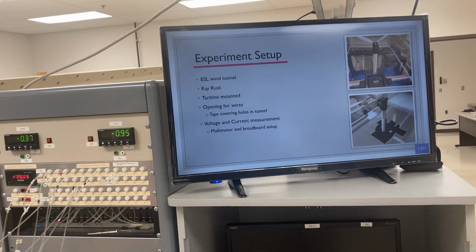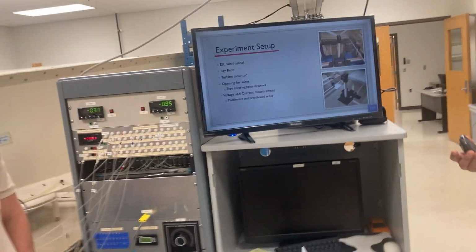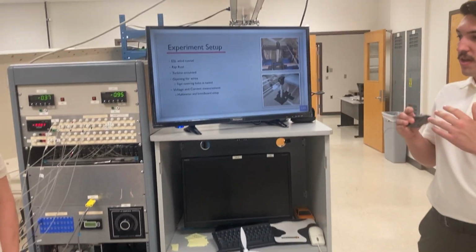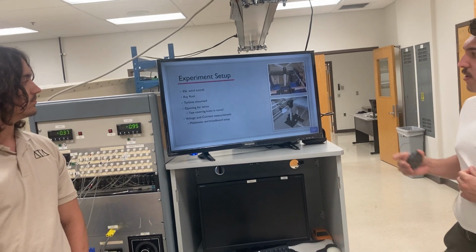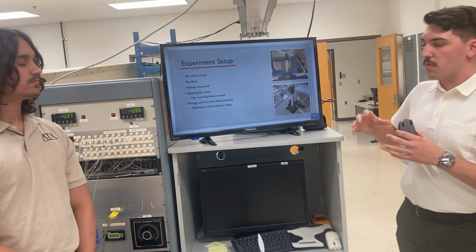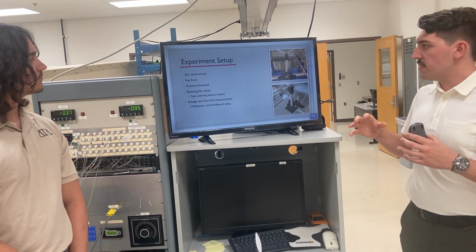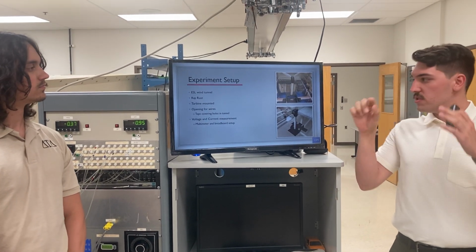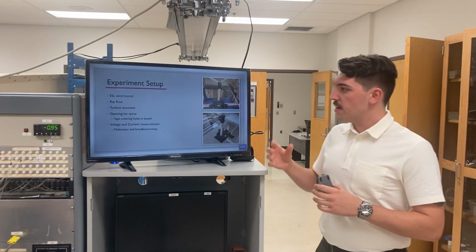So for our experiment setup, we contacted Ray Russ to help us with the wind tunnel setup. He provided us an acrylic base with an opening at the bottom for our wires. You can see here we tried to mount our fixture at the centermost point within the wind tunnel. This is to get the optimal streamline right in the center of our area.